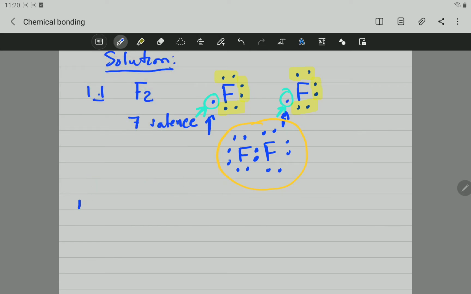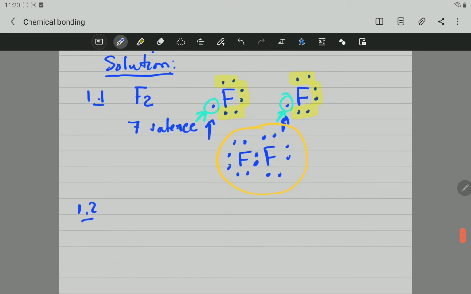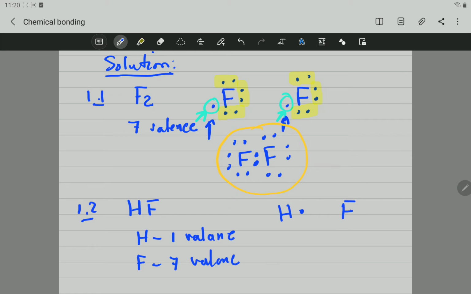Let's see example 2. Example 1.2: we're trying to do hydrogen fluoride. So we have H, F. Hydrogen has 1 valence electron. Fluorine, as we said before, has 7 valence electrons. So let's draw the Lewis dot diagram separately for hydrogen, which is hydrogen with 1 dot, and fluorine with 7: 1, 2, 3, 4, 5, 6, and 7.